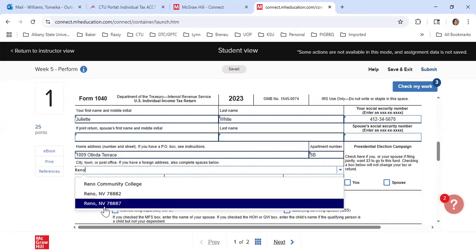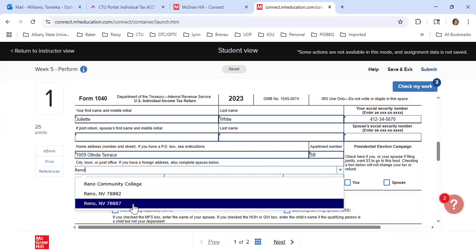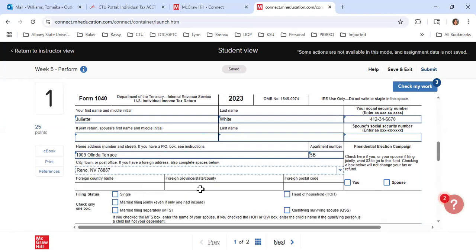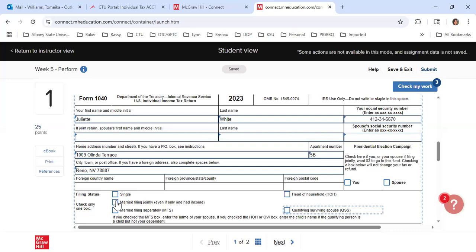See how there are 2 options here. You have the zip 78882 and then you have the zip 78887. For this home address, the zip that you should be using is 78887. Very important. All right, we do not need to check any boxes under the presidential election campaign because it did not say that she contributed or wanted to contribute. And also, because she has a dependent, this is going to be a head of household taxpayer status.